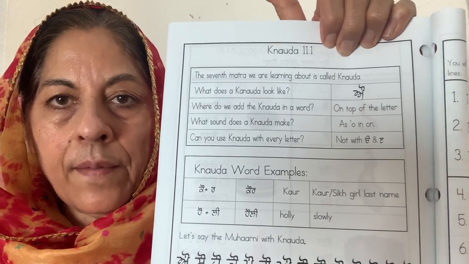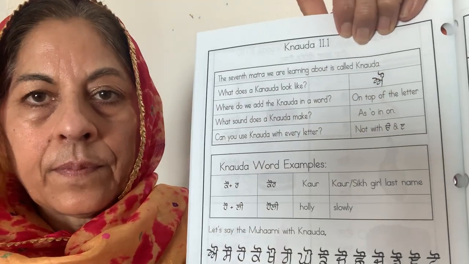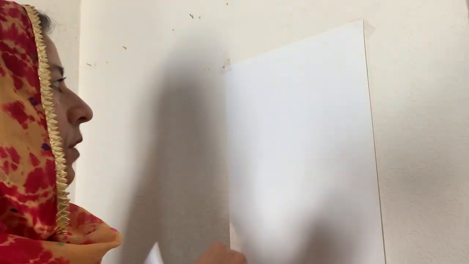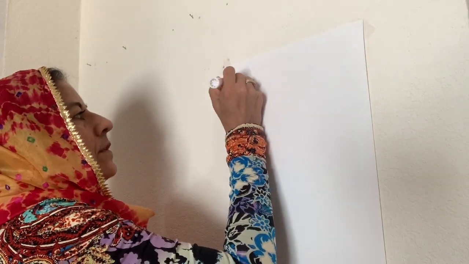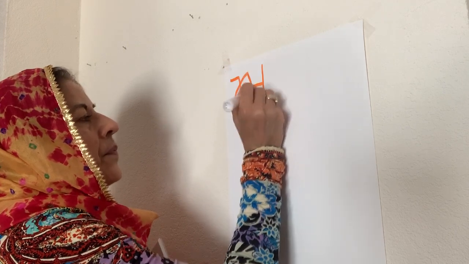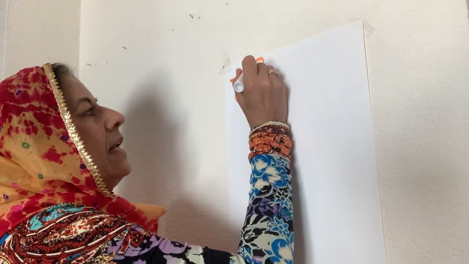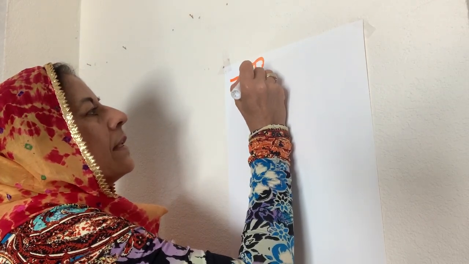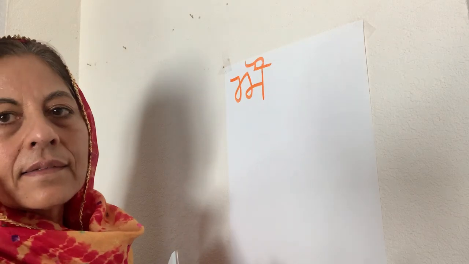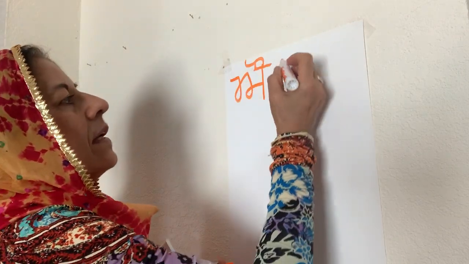Can you say Kanauda? Kanauda. And this is what the Kanauda looks like. Okay? So let's go ahead and write Kanauda. And Kanauda is written above a letter. And it goes like this. It's like a wiggly thing. And then you put another line. It has two legs. Okay. It's like a dinosaur walking, basically, right?